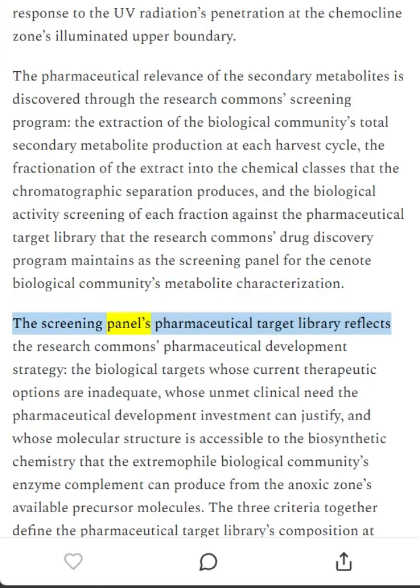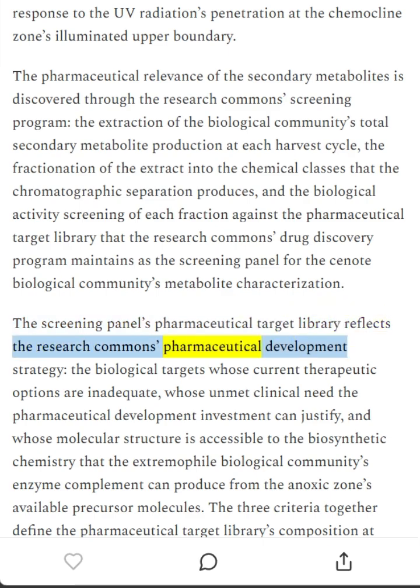The screening panel's pharmaceutical target library reflects the Research Commons pharmaceutical development strategy: the biological targets whose current therapeutic options are inadequate, whose unmet clinical need the pharmaceutical development investment can justify, and whose molecular structure is accessible to the biosynthetic chemistry that the extremophile biological community's enzyme complement can produce from the anoxic zone's available precursor molecules.